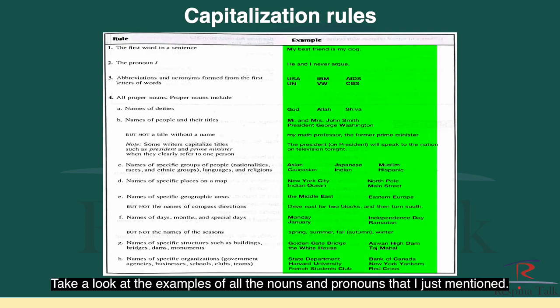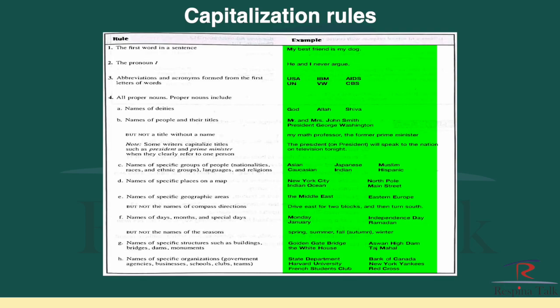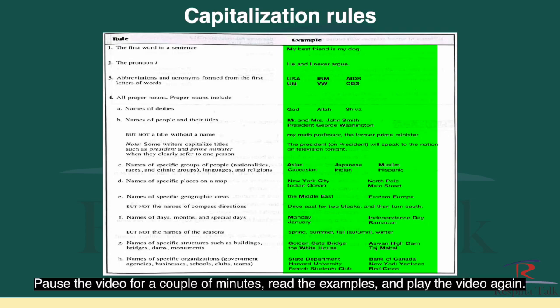Take a look at the examples of all the nouns and pronouns that I just mentioned, and pause the video for a couple of minutes, read the examples, and play the video again.